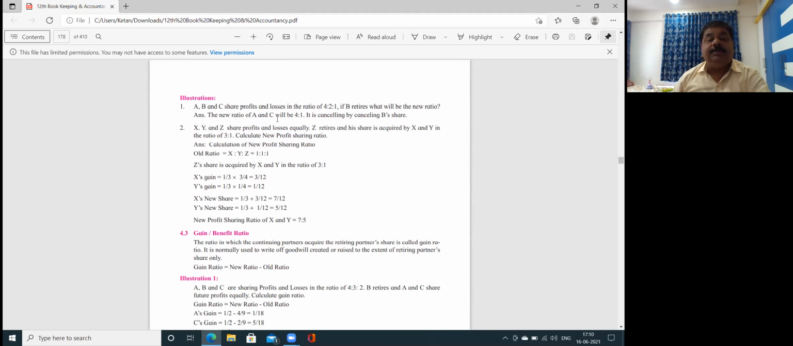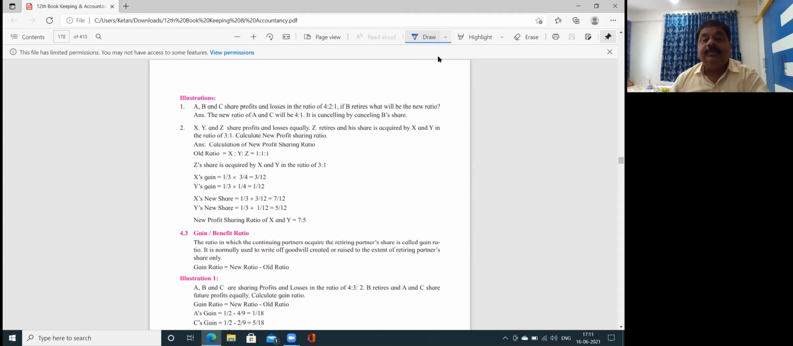A, B, C share profits and losses in the ratio 4:2:1. So that is the ratio given to you for 3 partners. Mr. B retires. What will be the new ratio? See the answer. The new ratio of A and C, because B is the retiring partner, and A and C are continuing partners. So the ratio between them is 4:1.